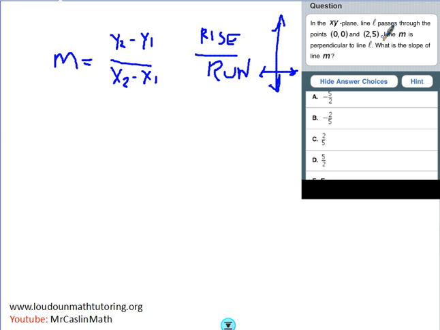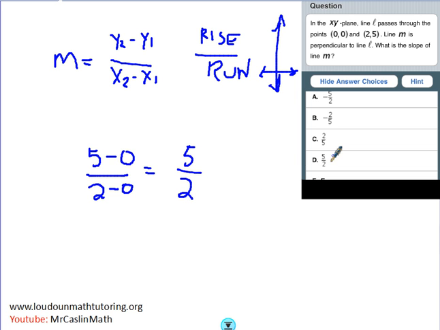Okay, so we have 2 points here, (2, 5), we'll plug these in. 5 is going to be your y2, so 5 minus y1, which is 0, divided by x2, which is 2, minus 0, you get 5 halves.